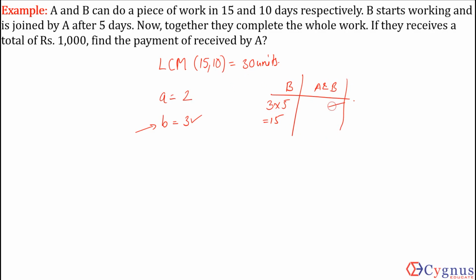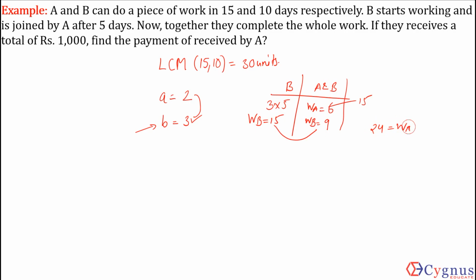So, out of those 15 units, what will be the contribution of A and B? Since they work in the ratio of 2 to 3, this 15 will also be done in the ratio of 2 to 3. Work done by A and work done by B will be in the ratio of 2 to 3. When you divide this 15 in the ratio of 2 to 3, you'll get work done by A equal to 6 units and work done by B equal to 9 units. So what's the total work done by B? It's 15 plus 9, 24.